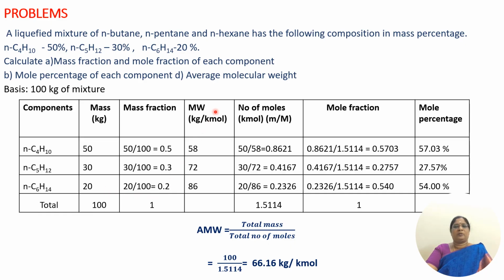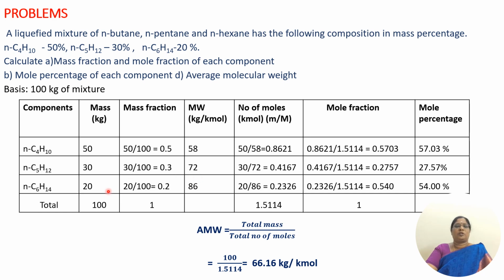Then let us write down the molecular weights of all three. The first one is 58. For pentane, it is 72. And for hexane, it is 86. Let us next calculate the number of moles. The number of moles can be calculated by mass divided by molecular weight. Mass is 50 divided by its molecular weight 58. For the second one, mass is 30 divided by its molecular weight 72.